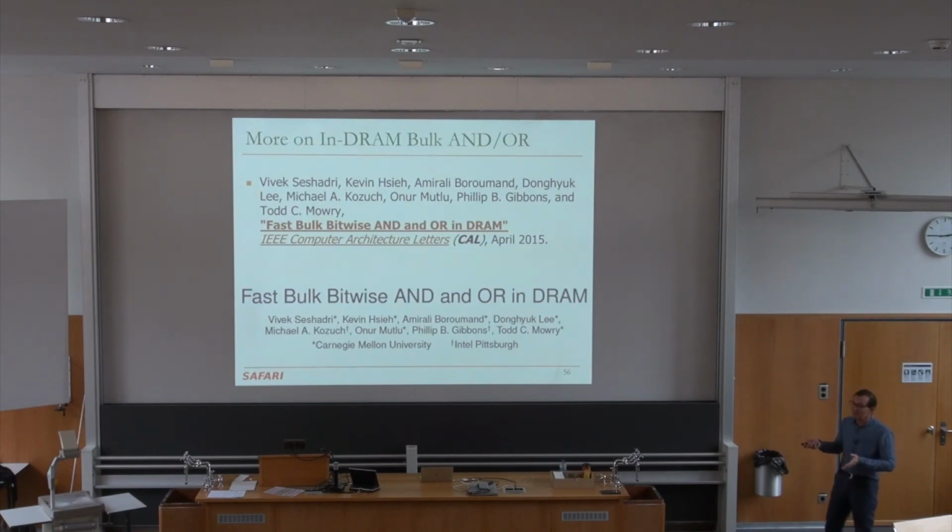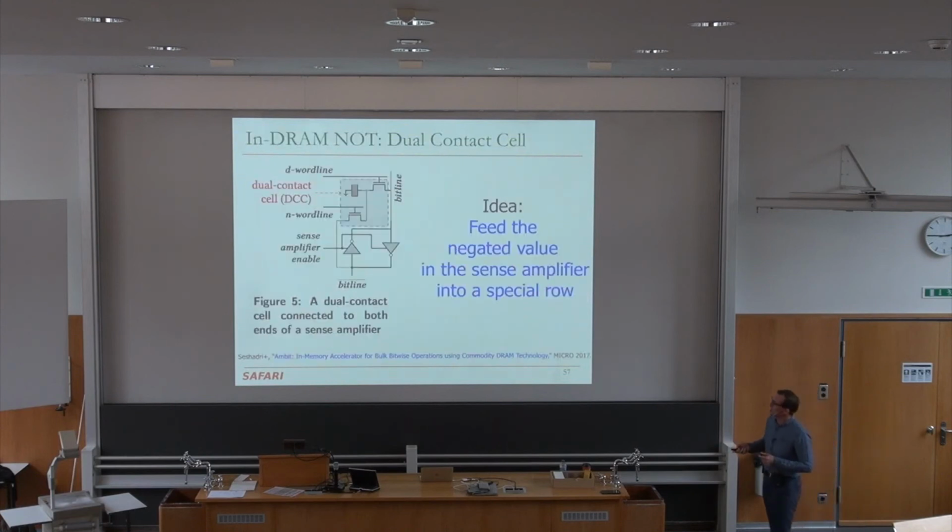So in DRAM, we cannot do a NAND and NOR easily, so we want a NOT. So how do you get the NOT? This is a little bit more costly part. But this NOT actually already exists. So remember the sense amplifier? Whenever you sense something, the bit line bar is on the other end of the sense amplifier. The problem is it's not connected to anything in the subarray. So we're going to try to connect it. That's the idea over here.